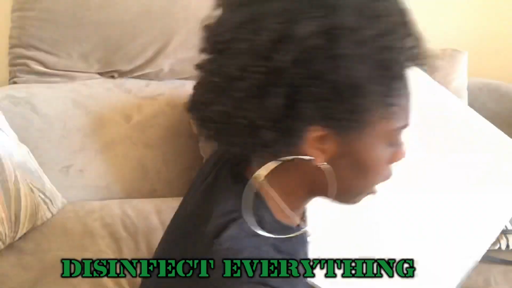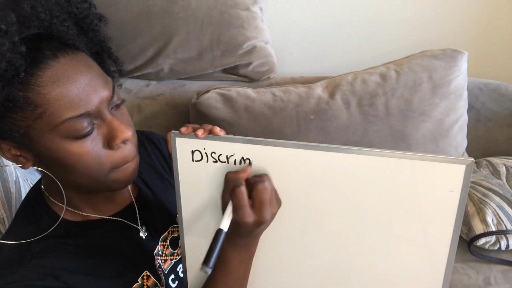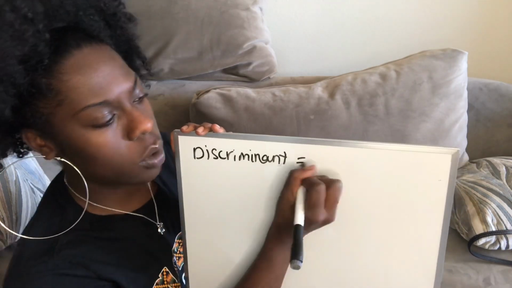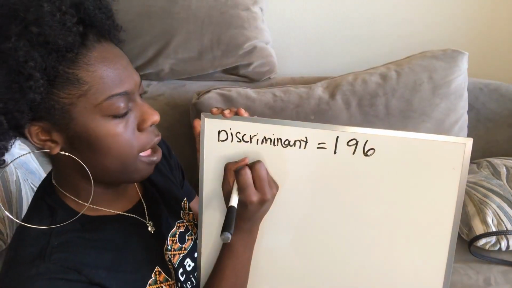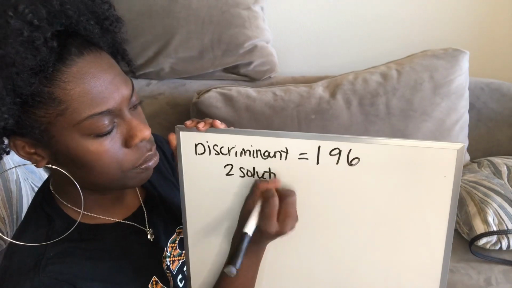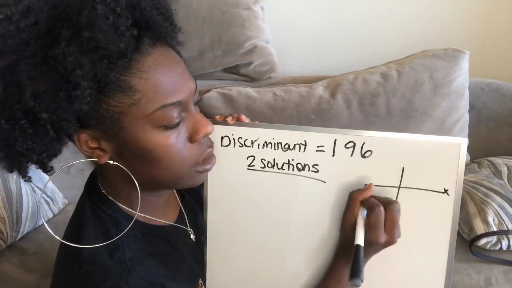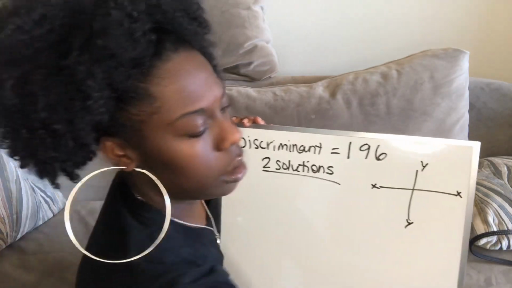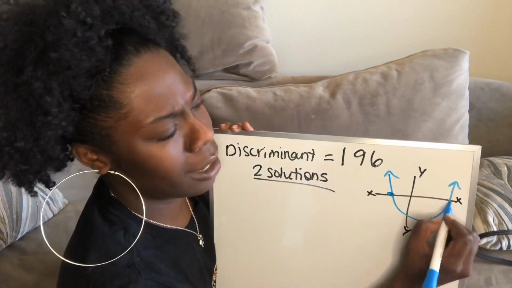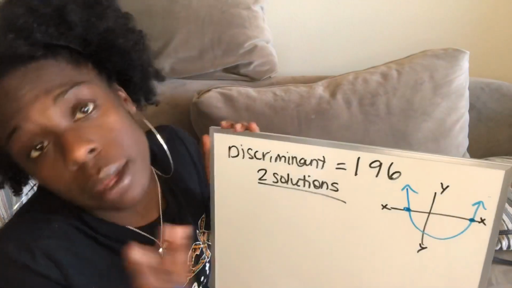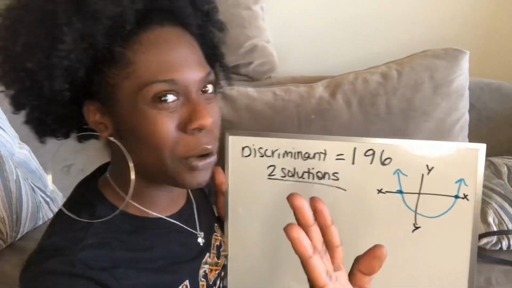Okay, so we now know that our discriminant equals 196. That tells us that we're going to have 2 solutions, meaning it's going to cross my x-axis twice. 1 time, 2 times. They might not be both negative. They might both be positive. One might be positive, one might be negative, one might be a fraction, one might be a square root. But we know it crosses twice, okay? That's important. We need to know that.